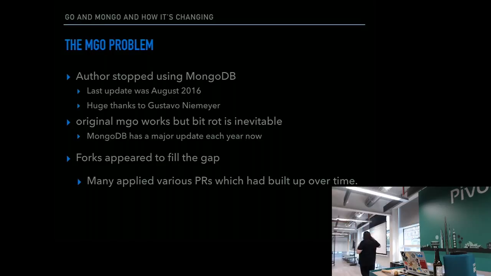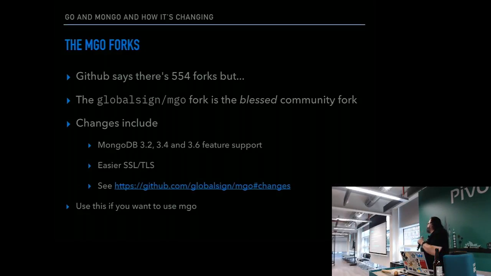But that's okay, because that means forks appear to fill the gap. Lots of forks. At one point, 554 forks, the last count. But as things changed, one fork has stood out. It's called the GlobalSign MGO fork, and it's blessed by Niemeyer. He actually points people at that, and it's gone through and fixed a lot of things that were broken.